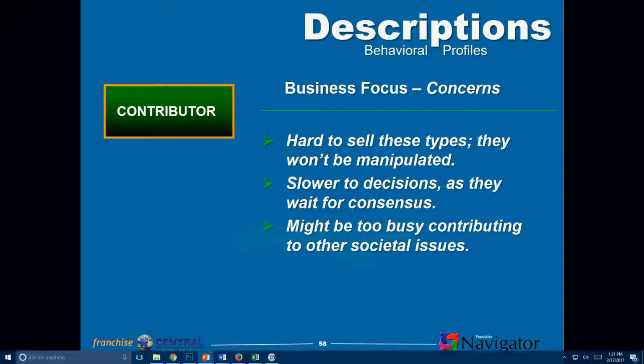The associator is more the heart than the brain. And the contributor is a combination of both of them, but they need other validation. They need others to be a part of that consensus, be part of that decision-making process.